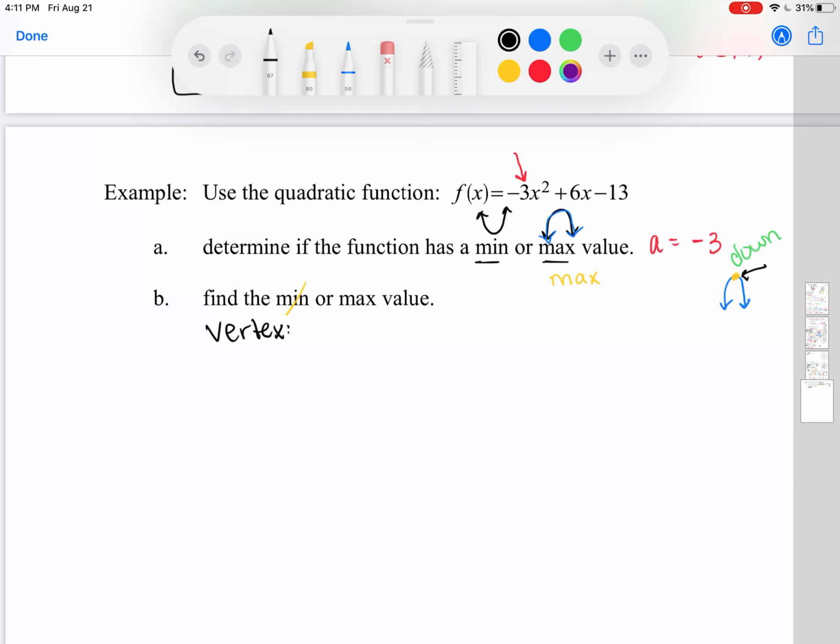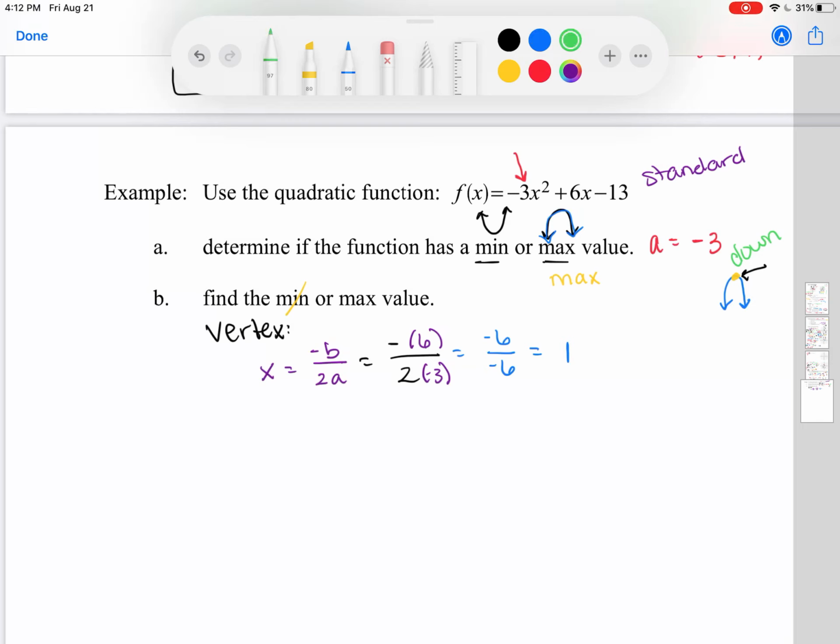What kind of function were we given again? This was in standard form. Do we know how to find the vertex in standard form? Yes, we do. It's that formula, x is equal to negative b over 2a. And I copy it down with the negative, the division, and the 2. And I will fill in my b value of a positive 6 and my a value as negative 3. Simplify really quick. And it's going to give me an x value of 1 on my vertex.